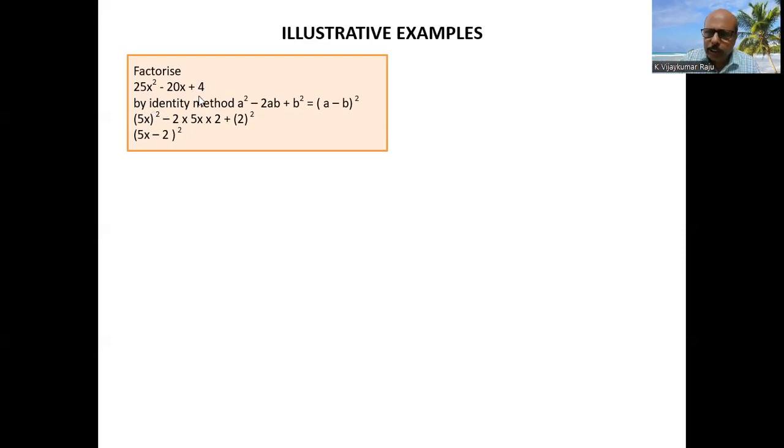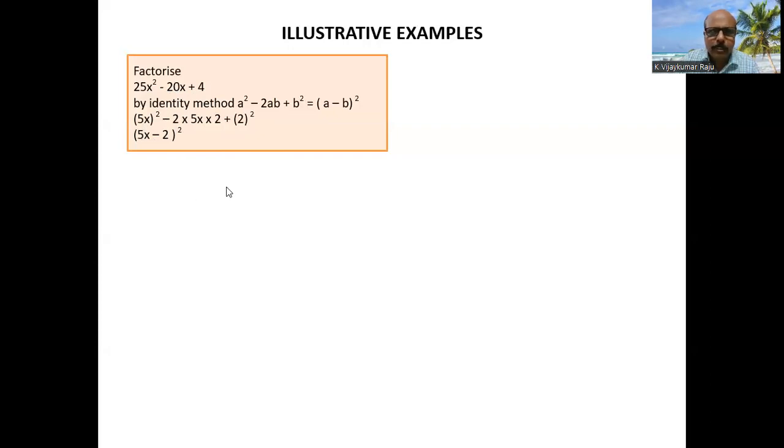4 is a perfect square. It can be written as 2 square. Then if these are the a and b, your middle term should be 2 into these two terms, that is 2 into 5x into 2. 2 fives are 10, 10 twos are 20. Yes, it's working out very well. So our answer should be a minus b whole square, that is 5x minus 2 whole square.